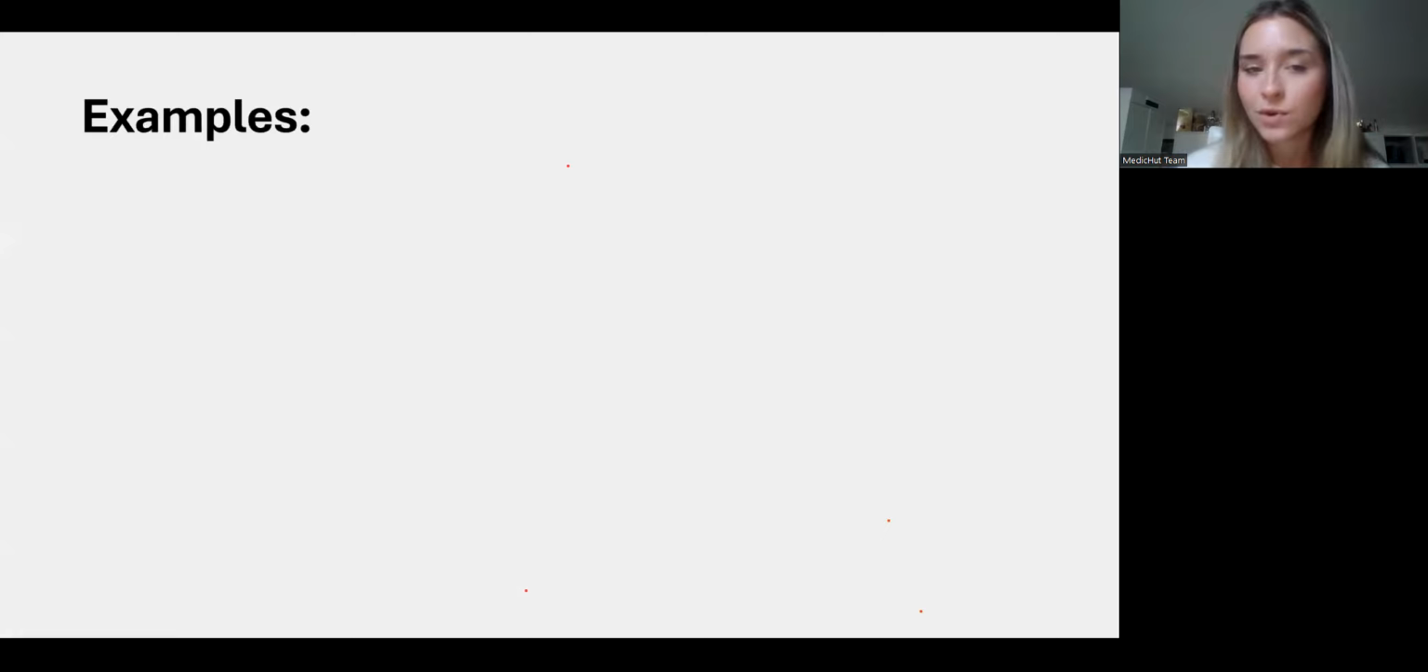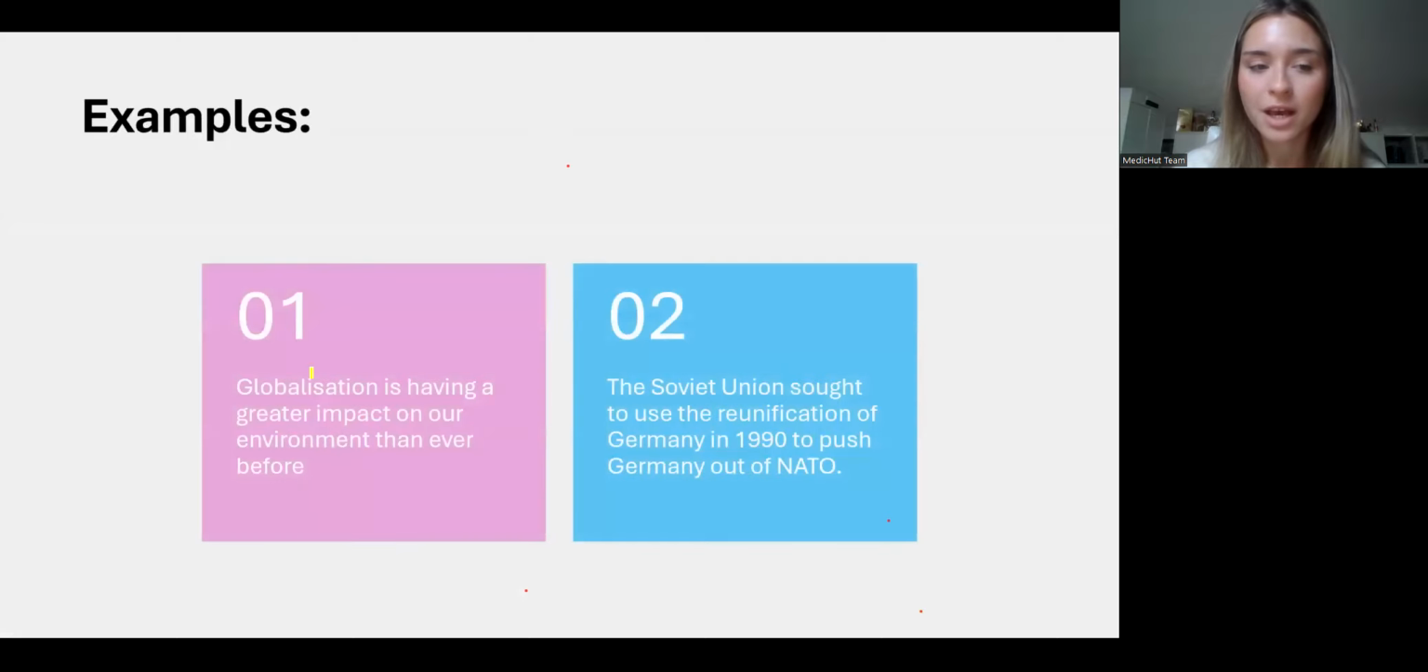Fine. So let's talk through some examples of keywords that you would pick out in true, false, can't tell questions. So I have these two sentences over here. So this would be a statement. You would have a piece of text and the statement would say, globalization is having a greater impact on our environment than ever before. And the answers would be true, false, or can't tell.